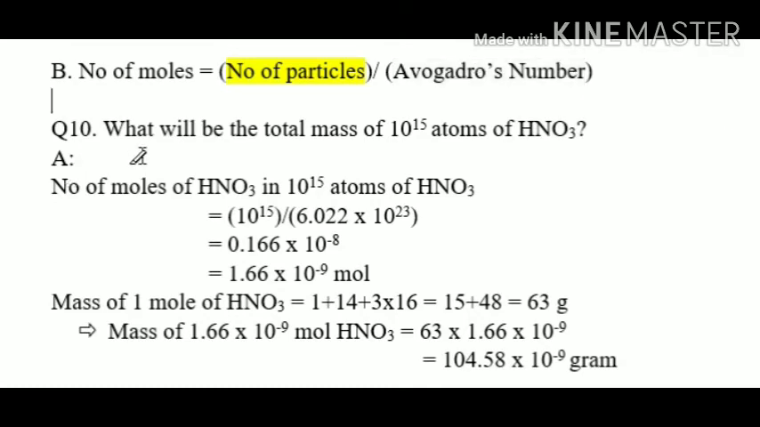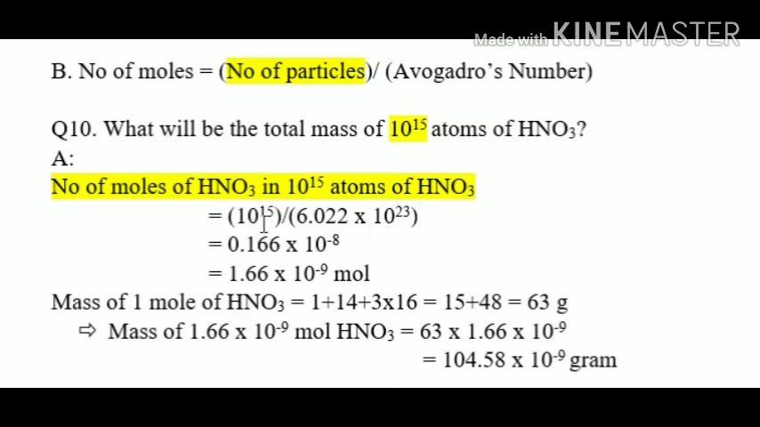So let us try to find out what will be the total mass of 10 to the power 15 atoms of nitric acid. Instead of giving you the mass, you are given the number of particles. So from the number of particles, first let us find the number of moles of HNO3 in 10 to the power 15 atoms of HNO3. How to find the number of moles? Number of particles divided by Avogadro's number.